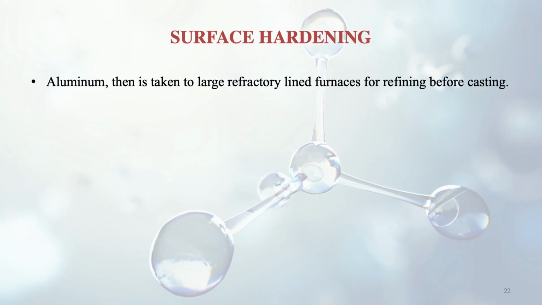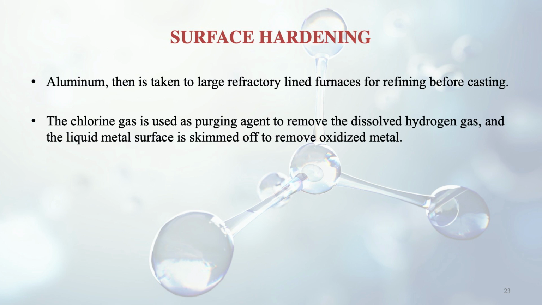This aluminium is then taken to large refractory-lined furnaces for refining before casting. So again, like in the steel process and the cast iron process, we now see that even aluminium is taken to a furnace for refining. Chlorine gas is used as a purging agent in the furnace to remove the dissolved hydrogen gas, and the liquid metal surface is skimmed off to remove the oxidized metal. Both hydrogen and oxygen can be detrimental to the aluminium. That's why they are removed, and the process is known as purging. It is done by chlorine gas.